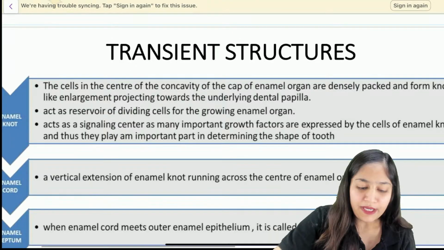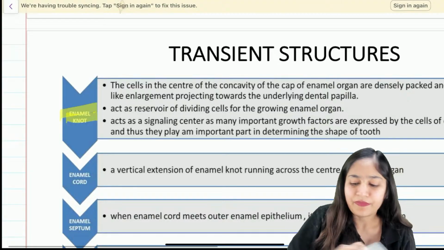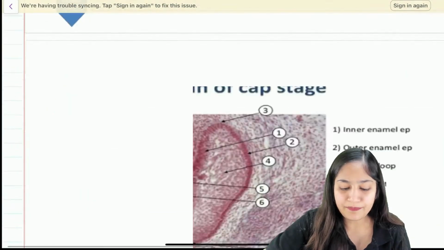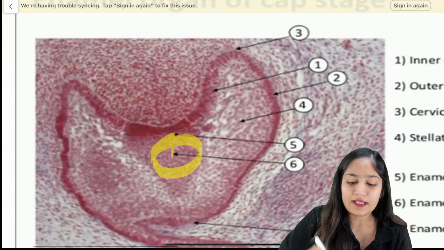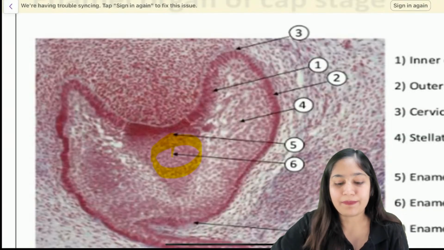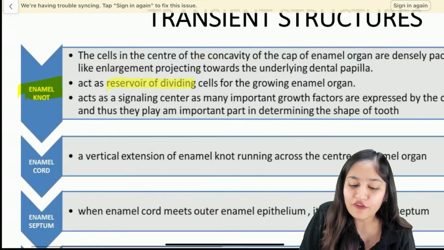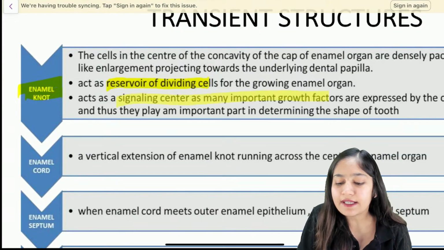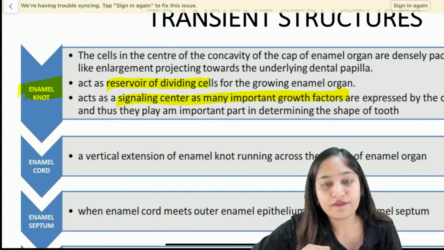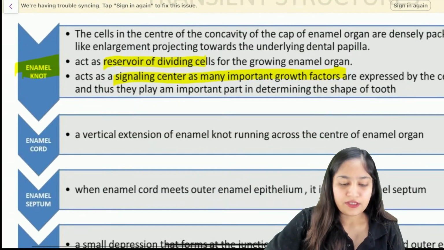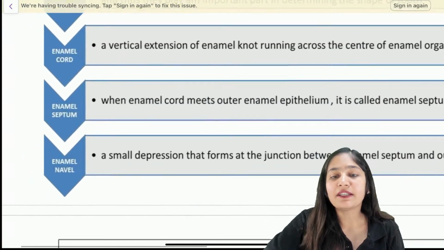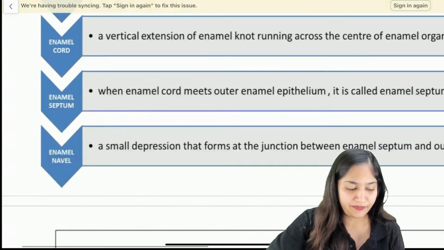So mainly enamel knot. Enamel knot is present where? In this diagram, you can see here in the concavity of the cap. And mainly it acts as a reservoir of dividing cells as well as a signaling center for many growth factors, as a result of which it helps in determining the shape of the tooth.